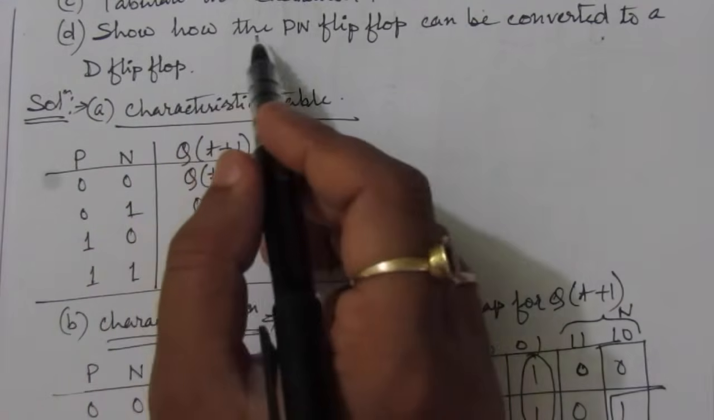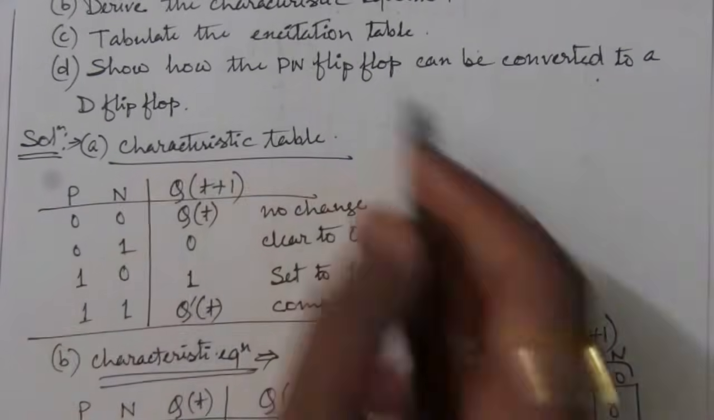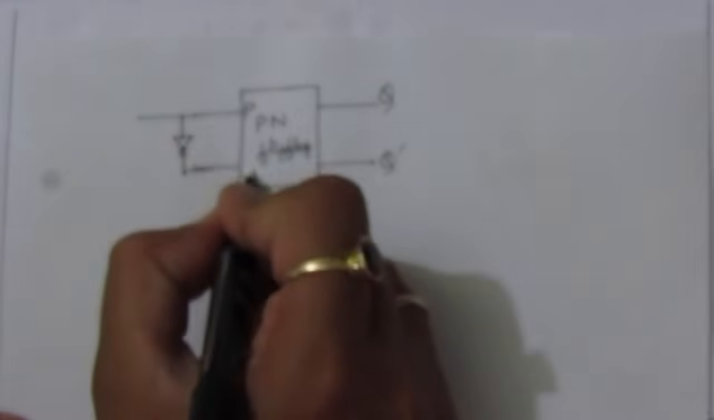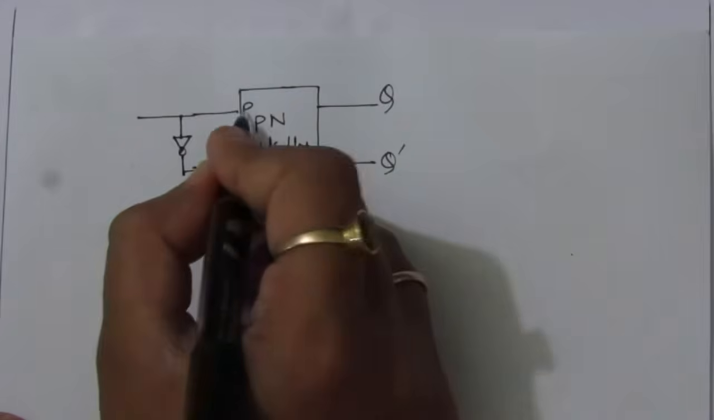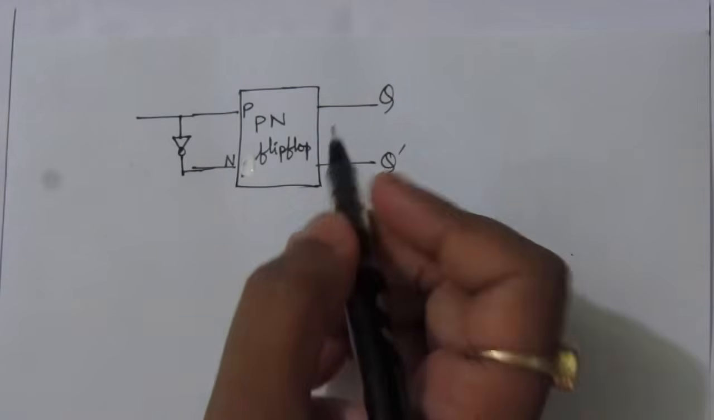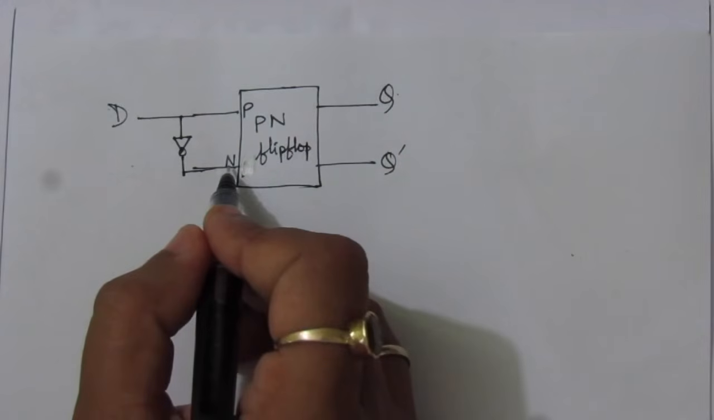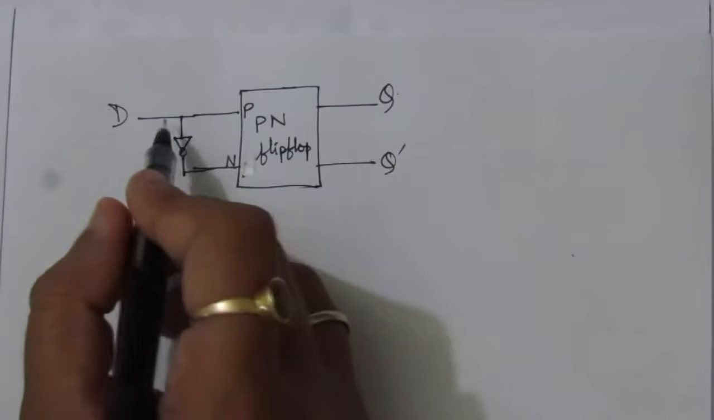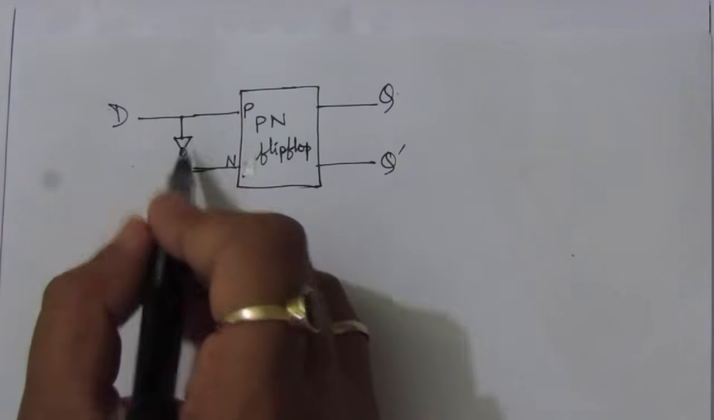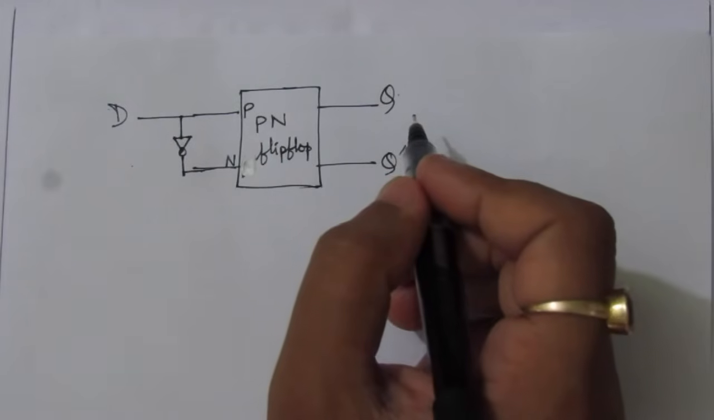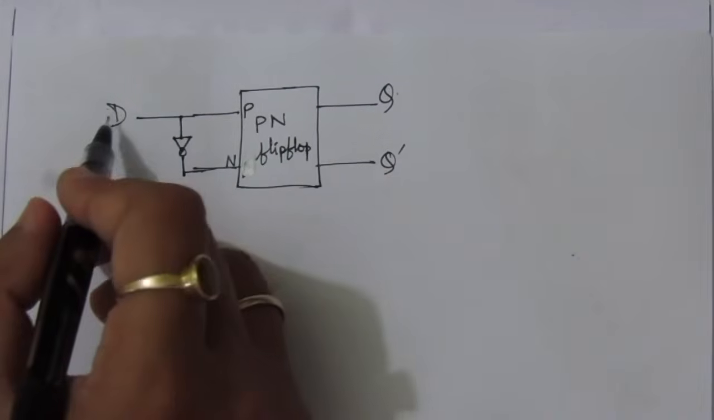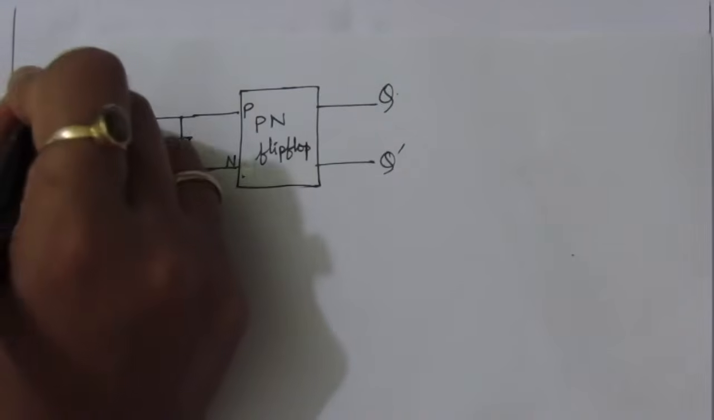Now we have to show how the PN flip-flop can be converted to a D flip-flop. In the fourth part we have to convert this PN flip-flop into a D flip-flop. I have drawn here a PN flip-flop. This is the P input and this is the N input of this flip-flop. We have this output Q and the complemented output is Q bar. If we give the N input the inverted value of the P input, it will work as a D flip-flop, that is the data flip-flop. So this is the solution of part D.